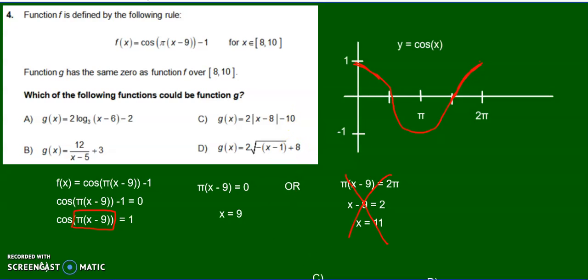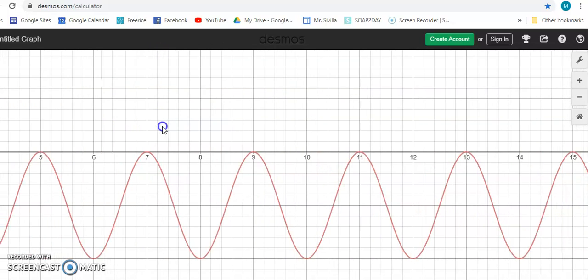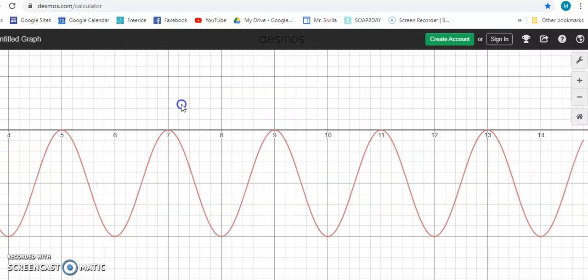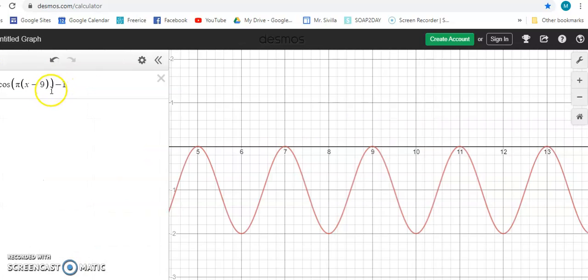And we could look at it on Desmos. If you look at Desmos, here you see the function, and this is the actual function. And where are the zeros? 9. You see right there. The 0 is 9. Remember, it's been shifted by 9. And it's minus 1, so the whole thing went down. And the period is 2. Because the number next to the x is pi, so 2 pi over pi is 2. That's how you find the period. And there you have it.